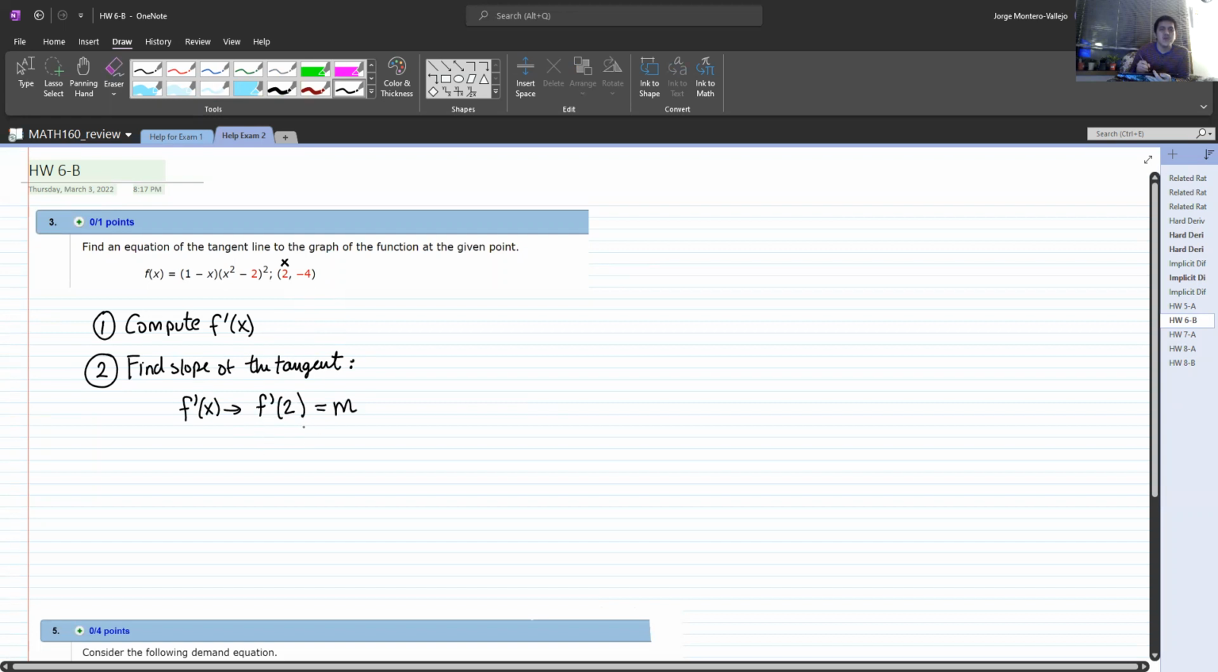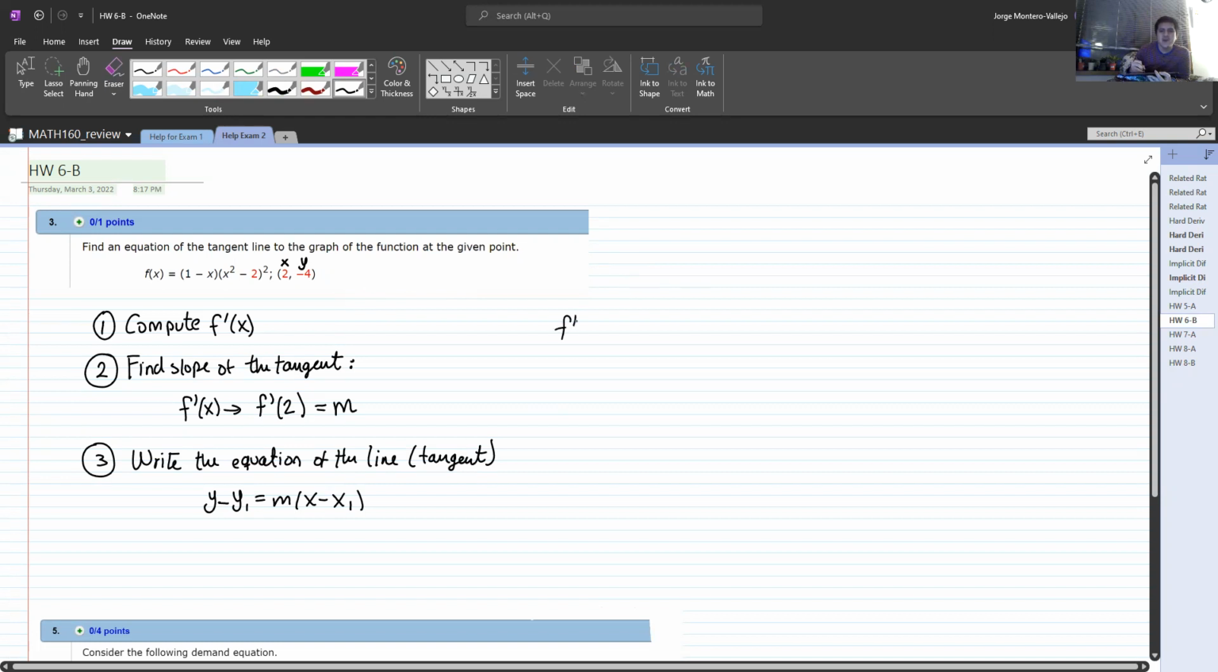Okay, and once we have that slope, we then proceed to write the equation of the tangent line. Right, and for that we want to remember the point-slope formula, where m is going to be this, and then x1 is 2, and y1 is -4, right? Okay, so I guess what's difficult here, maybe it's the derivative.